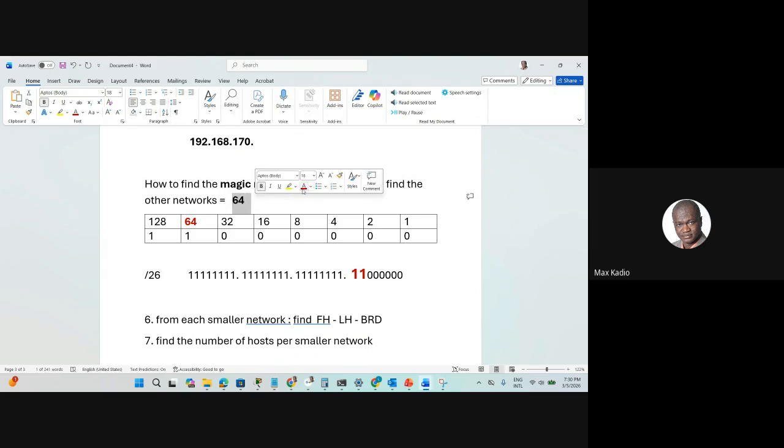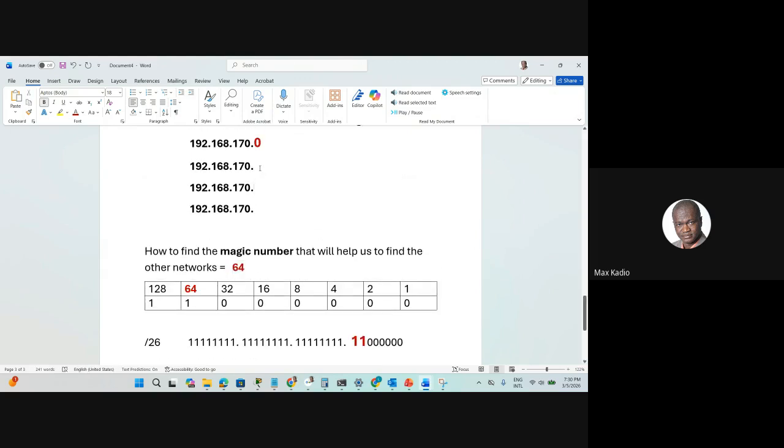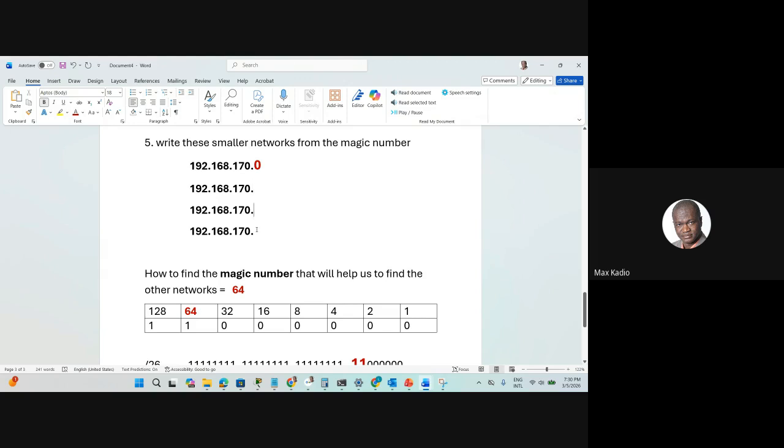What does it mean? It means I'm going to use 64 to find any other numbers. The first, always the first number, the first network ends with 0. The second one will be 0 plus the magic number, 0 plus 64. See? To find the third one, the second one plus 64. So anything will be plus 64, plus 64, plus 64.